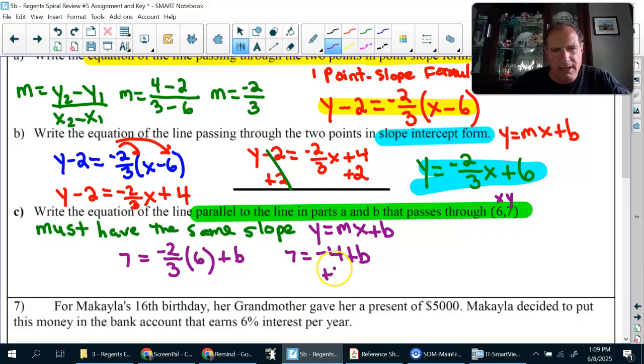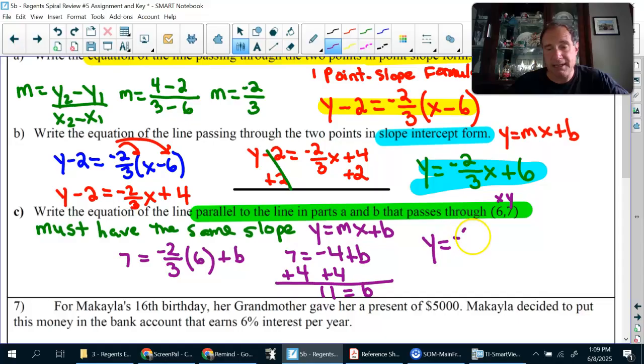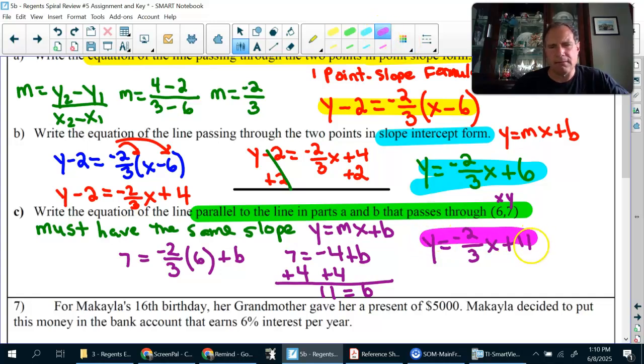And then we're going to add 4 to both sides. And this is 11 equals b. So b equals 11. So the equation of that line is y equals the same slope plus 11. And that will be it.